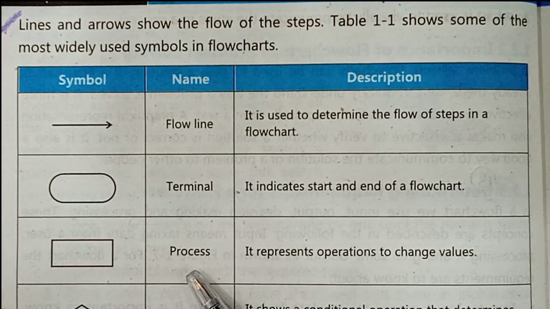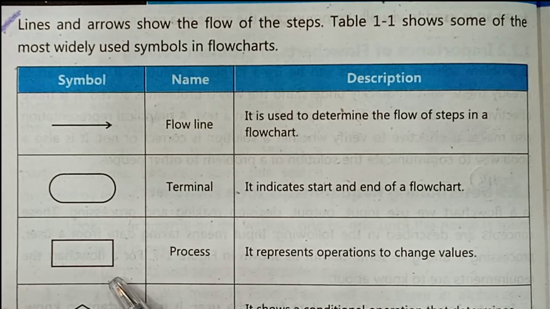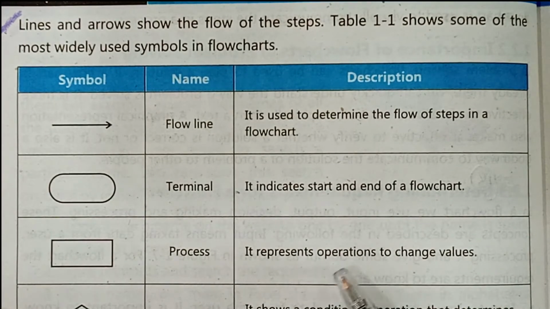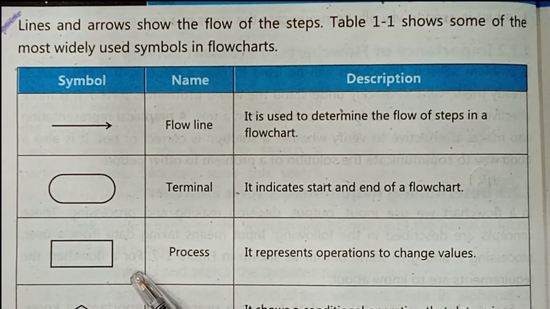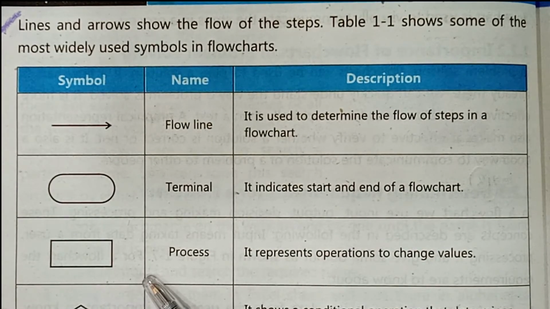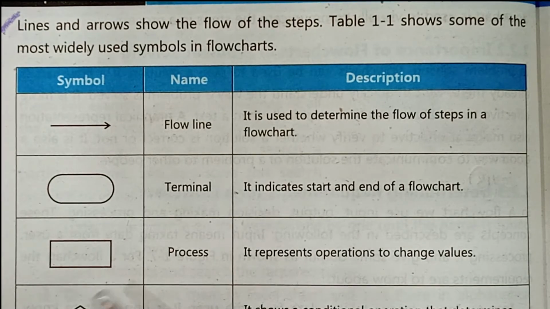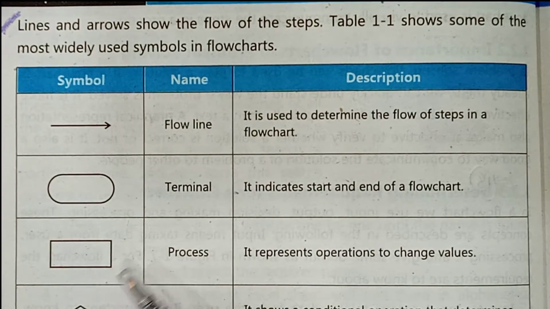Third one is process. This is the symbol of process. It represents operations to change values. As you can see, a rectangle represents a process. It performs different operations to change the values.